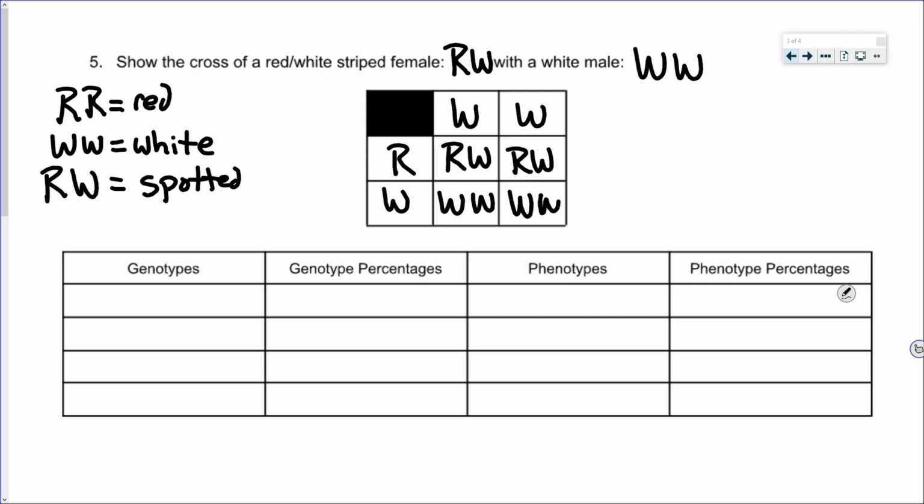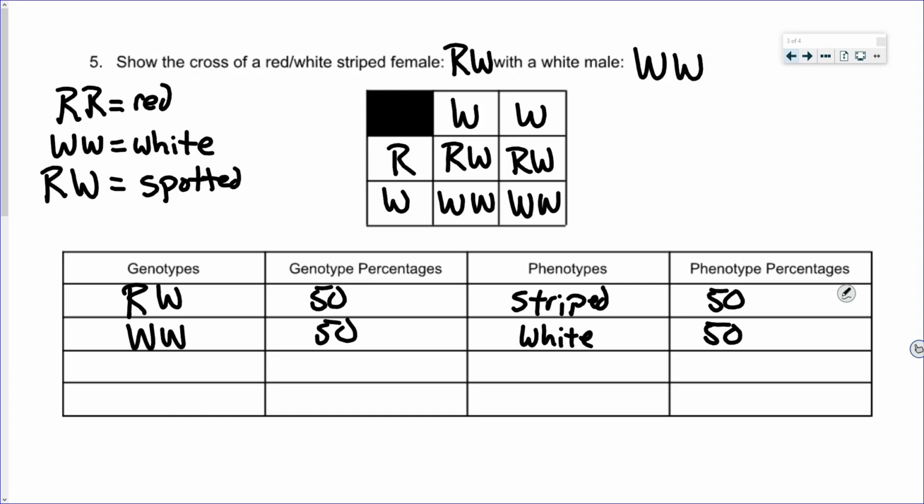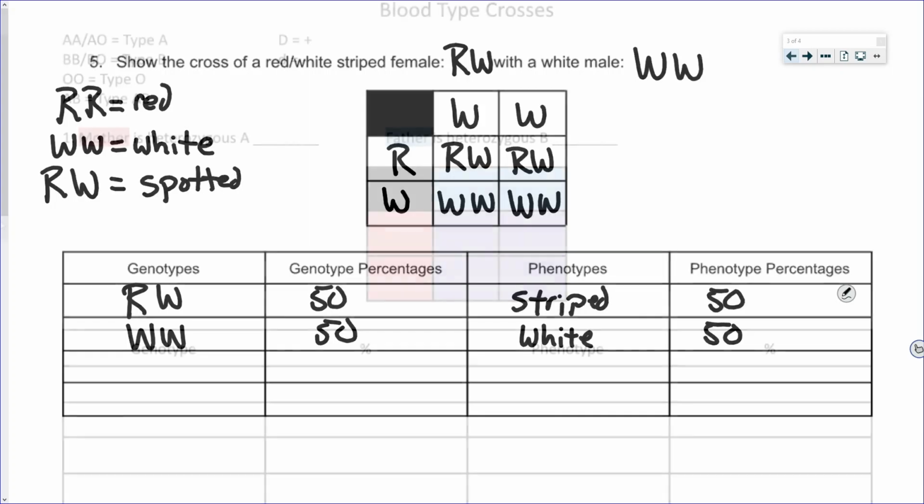Then I take this information, which I just got from my Punnett square, and I go to my genotype ratios. I see RW and 2 of those at 50%, and WW, 2 of those at 50%. That then means that striped would be at 50%. It was 2 of 4, and then white would be at 50% as well. The key with the codominance is I'm using capital letters and 2 separate letters to indicate that there's 2 separate alleles that are both dominant.